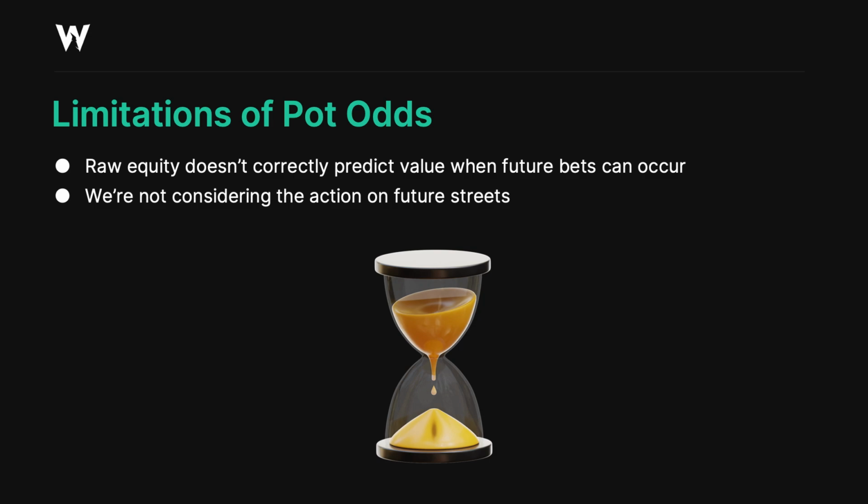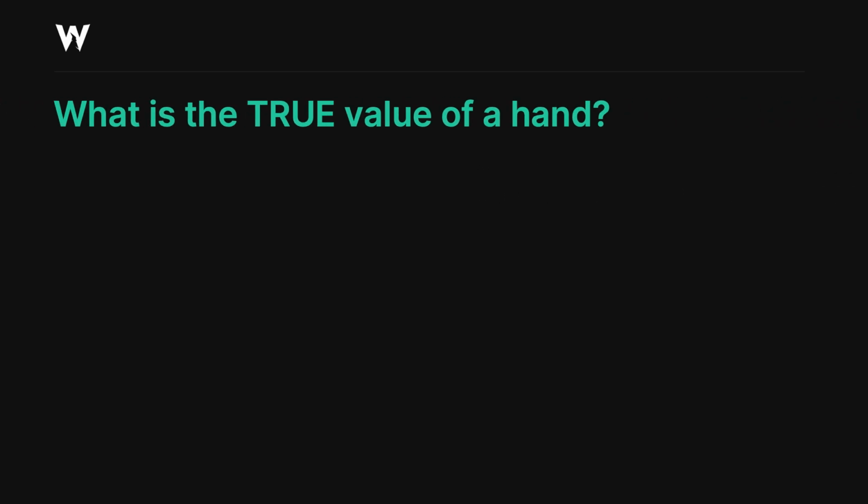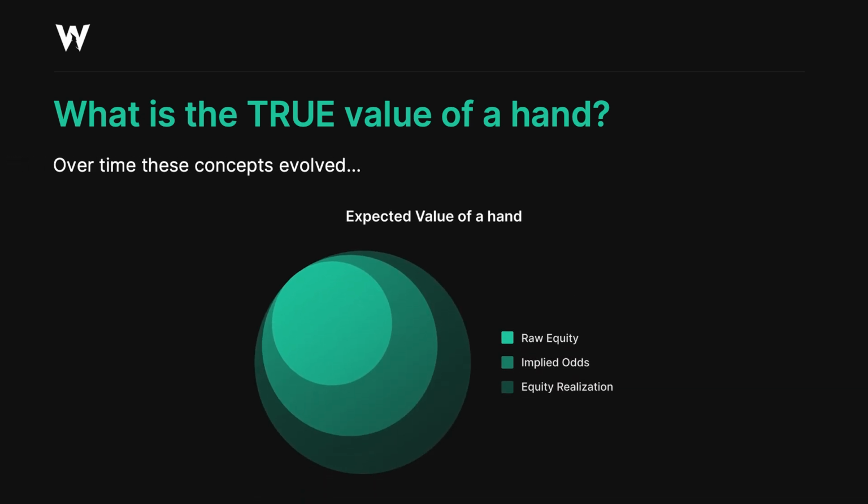So when future bets can occur, there's a fundamental limitation on pot odds. However, if we replaced raw equity with something we can call true equity, then pot odds becomes correct. And there's been a number of attempts to calculate the true value of a hand, and we can call this the EV, or expected value of a hand. At first, we built a concept of implied odds, that is to say, value that comes in on later streets.